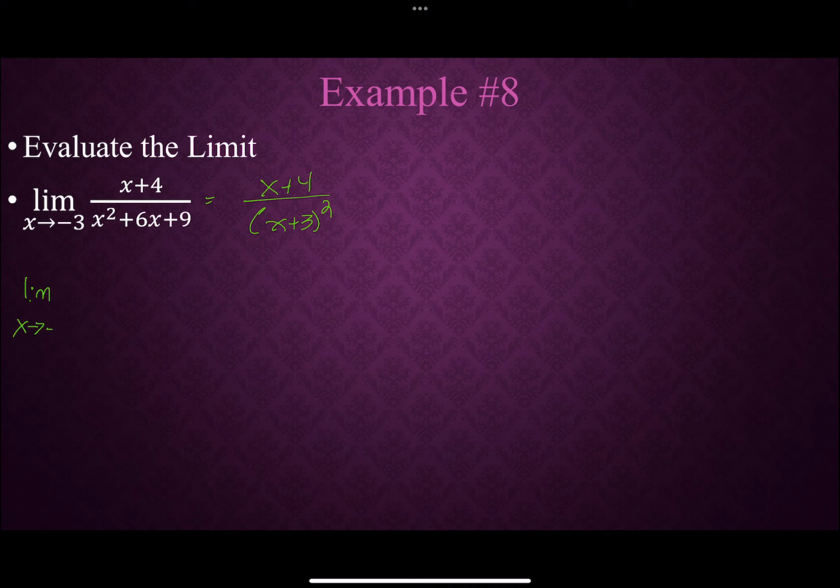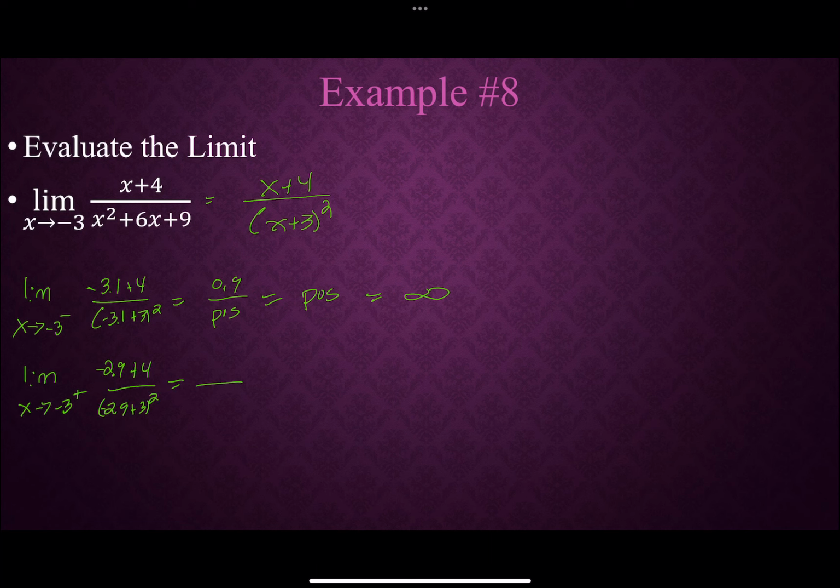When we take the limit as x approaches negative 3 from the left side, we pick a number like negative 3.1. We get a positive 0.9 over a positive number, which means I'm going off to positive infinity here. Then for the limit as x approaches negative 3 from the right side, I'd use something like negative 2.9. Squaring the bottom is still positive no matter what. The top, adding 4, gives me 1.1. It's a different value, but it's still positive, so it's still positive infinity. We can see that this overall limit will converge to positive infinity.